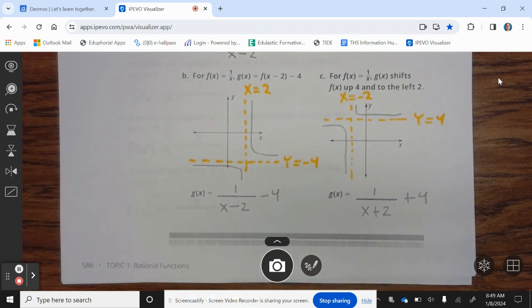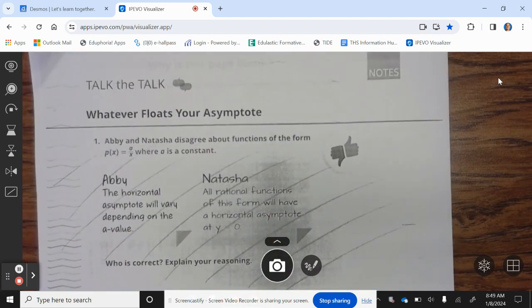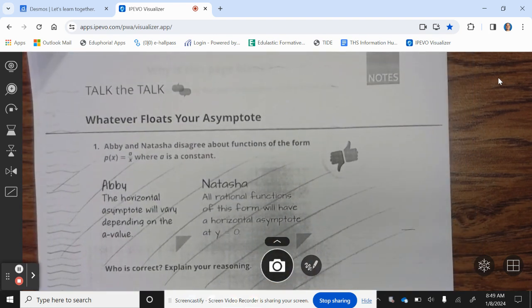All right, let's take a look at the next page. All right, talk to talk, whatever floats your asymptote.